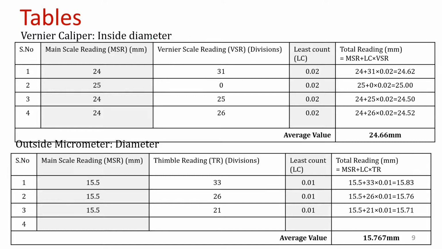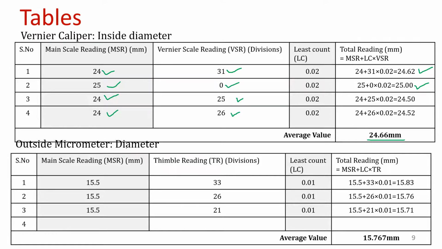Similarly, the measurement of inside diameter using the vernier caliper. The main scale reading is 24, and the vernier scale reading is 31. That is the first reading. The least count is 0.02, so we get 24.62 mm. Similarly, in the second case, it is 25 and the vernier scale reading is 0, so it is 25 mm. And in the third and fourth cases, these are the vernier scale readings and the main scale readings, and these are the values. Now we take the average of all four readings, and we get 24.66 mm.